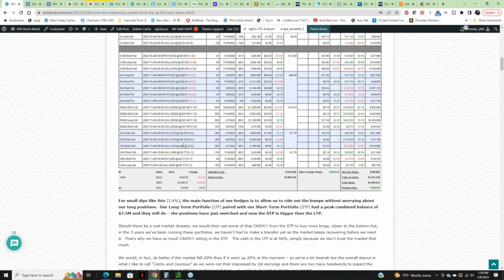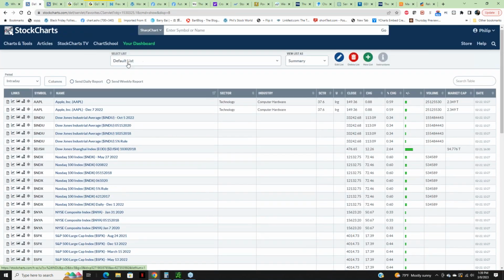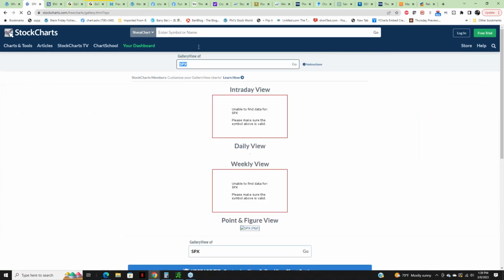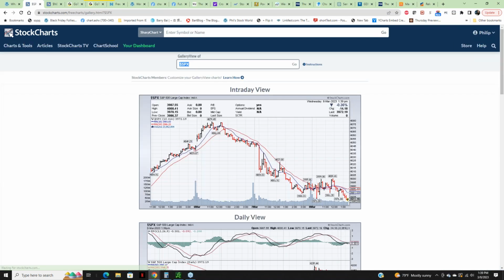I had said in November, when we started getting short and cashy, I said, where were we? Nope. Gallery view, gallery view, gallery view. There it is. Gallery view. PX. Oh, come on. Really? This is where you need AI. It's like, what else would I mean?